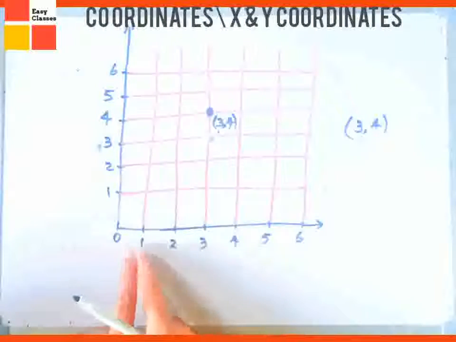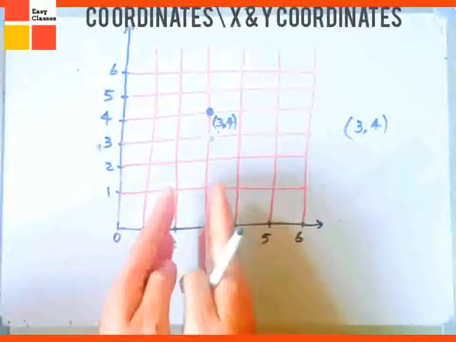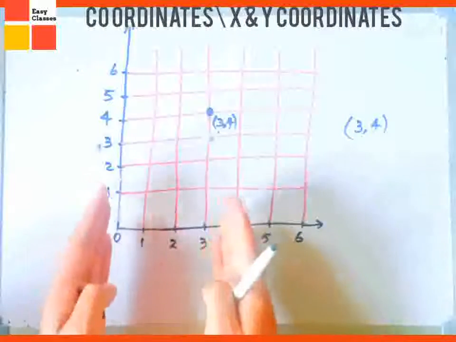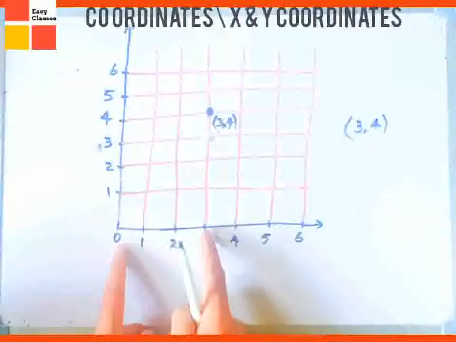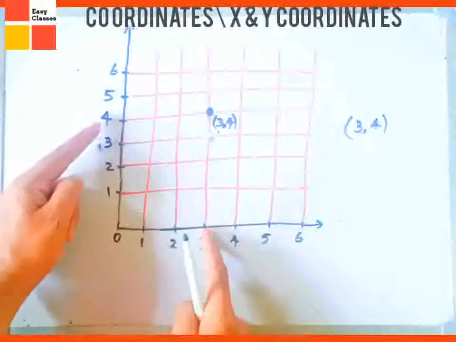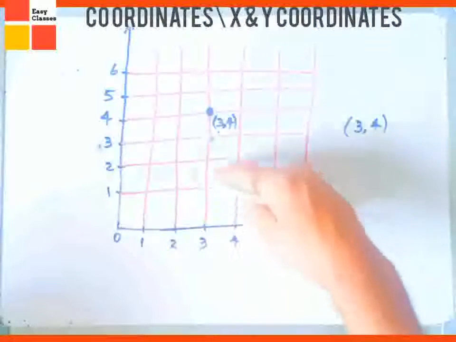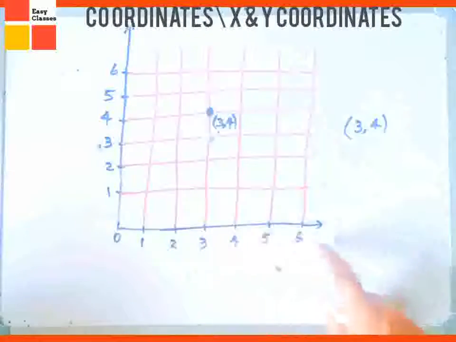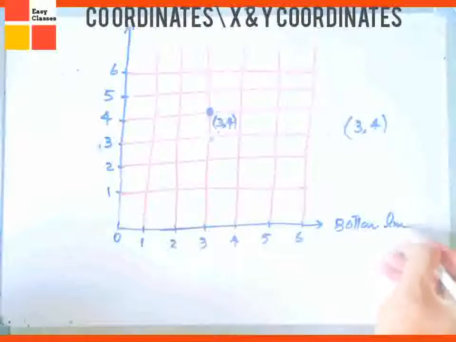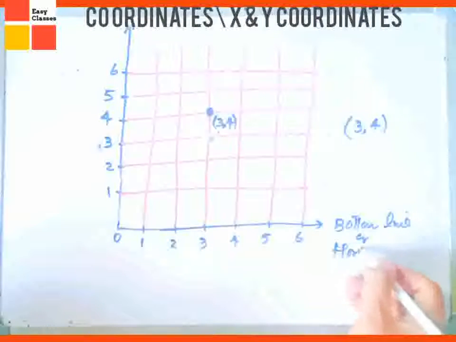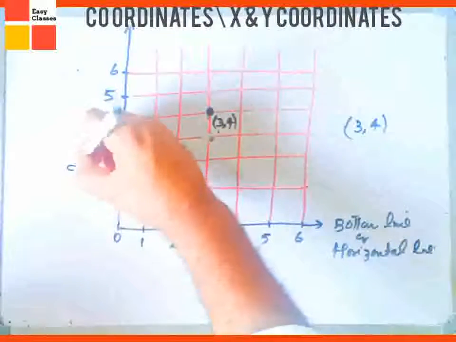It is 3 points away from the y axis, just 3 points away, and it lies at the point 3 on the x axis. And it is 1, 2, 3, 4 points away from the bottom line, the horizontal line. And this is the vertical line.